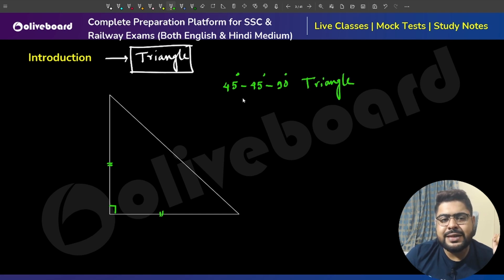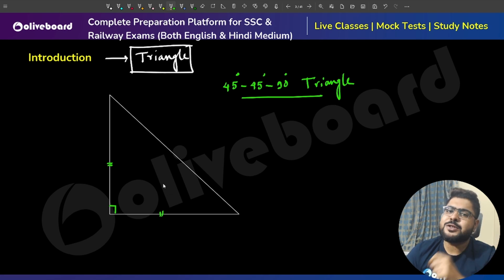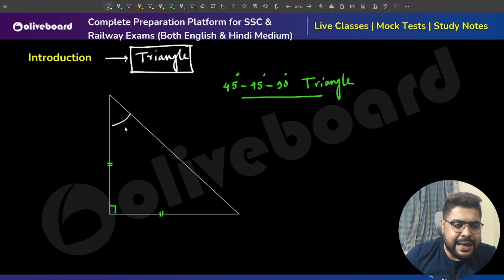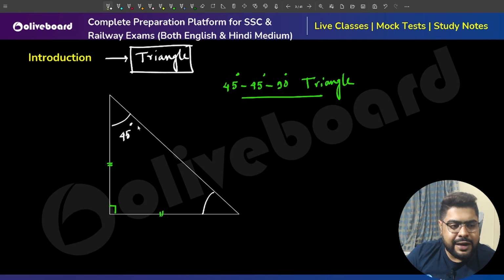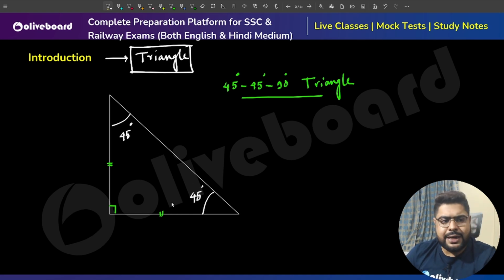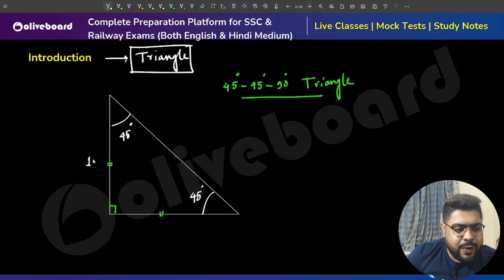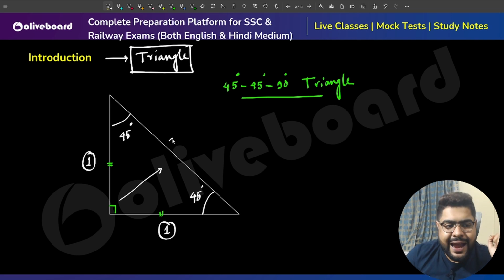Meaning, what happens here? You understand my point. If these two sides are equal, that means these two angles must also be equal, using the basic property of isosceles triangle or geometry. 45-degree this angle, 45-degree this angle. Now, please understand. That means if these two are 45 degrees, the sides are also equal. That is why the angles are equal. So if this is 1 unit, this is also 1 unit. And what about this? The side opposite to 90 degrees. Can I say this is root over of 1 square plus 1 square using Pythagoras? It is root over of 2.